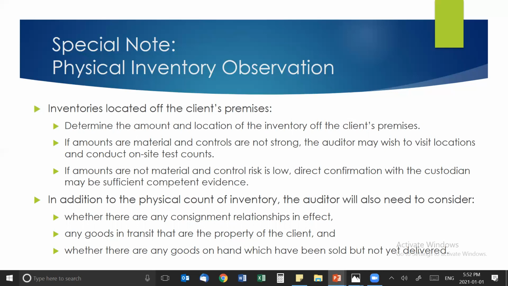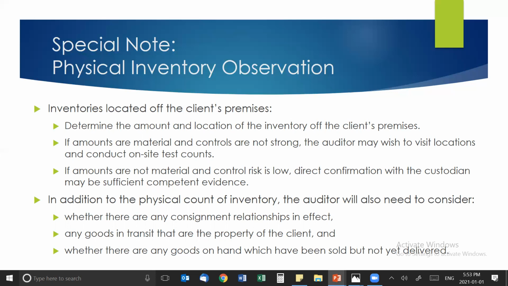In addition to doing the physical count of inventory, the auditor also needs to consider if there are any consignment relationships. Are there any goods out there that customers have that might have to come back, that might still be in inventory? Or any goods that are in transit: whose responsibility, whose property is that, of the client or of the third party that bought it?